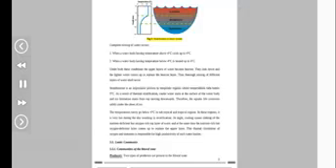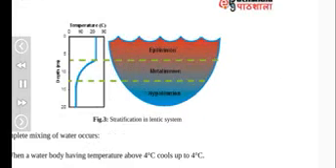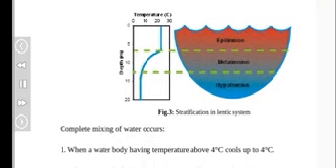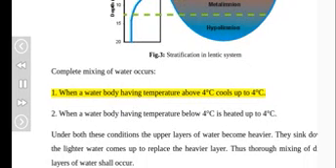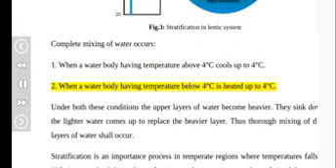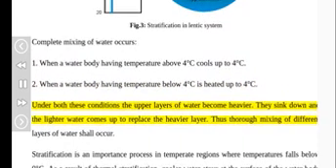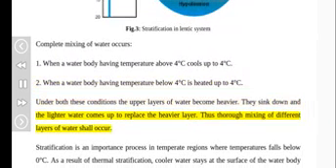Fig. 3. Stratification in lentic system. Complete mixing of water occurs: 1. When a water body having temperature above 4 degrees Celsius cools up to 4 degrees Celsius. 2. When a water body having temperature below 4 degrees Celsius is heated up to 4 degrees Celsius. Under both these conditions, the upper layers of water become heavier. They sink down and the lighter water comes up to replace the heavier layer. Thus, thorough mixing of different layers of water occurs.